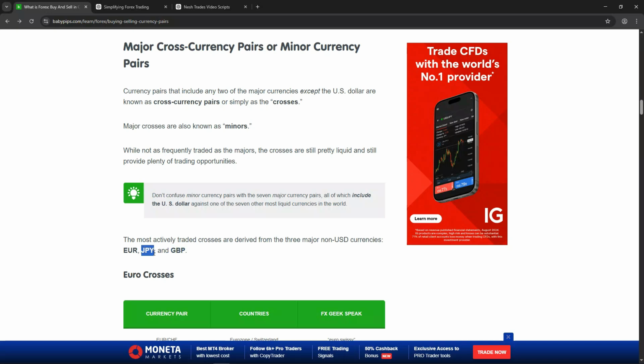And even though these pairs are not as heavily traded as the majors, they are still quite liquid and offer plenty of trading opportunities. So cross pairs are just major currencies being traded against each other without the US dollar.